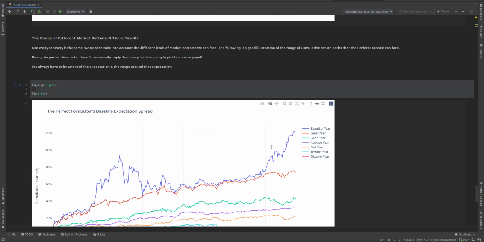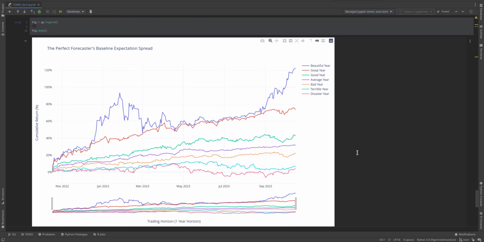Being the perfect forecaster doesn't necessarily imply that every trade is going to yield a massive payoff. We should always be aware of the expectation and the range around that expectation. So for the perfect forecaster, a beautiful year looks something like 122%, but a disaster year looks like a plus 4%. Now, what's a disaster for a perfect forecaster doesn't come close to a disaster for our baseline signal.